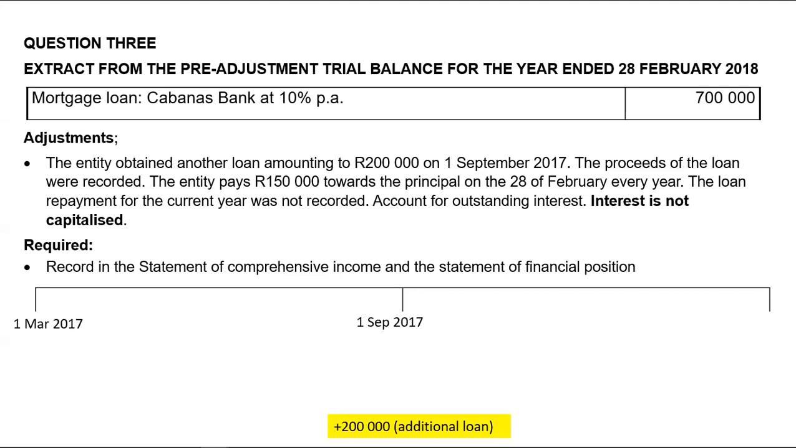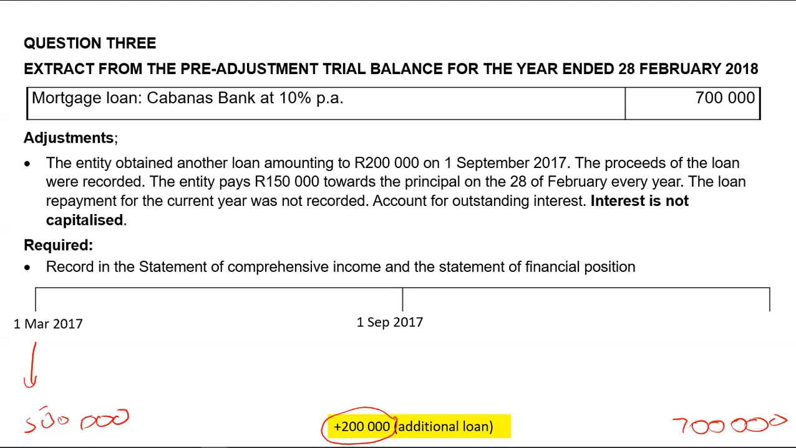So if I've got 700,000 here, and there was an additional loan of 200,000, it means here my loan was 500,000. Because I know someone might be asking, where did you get the 500,000?